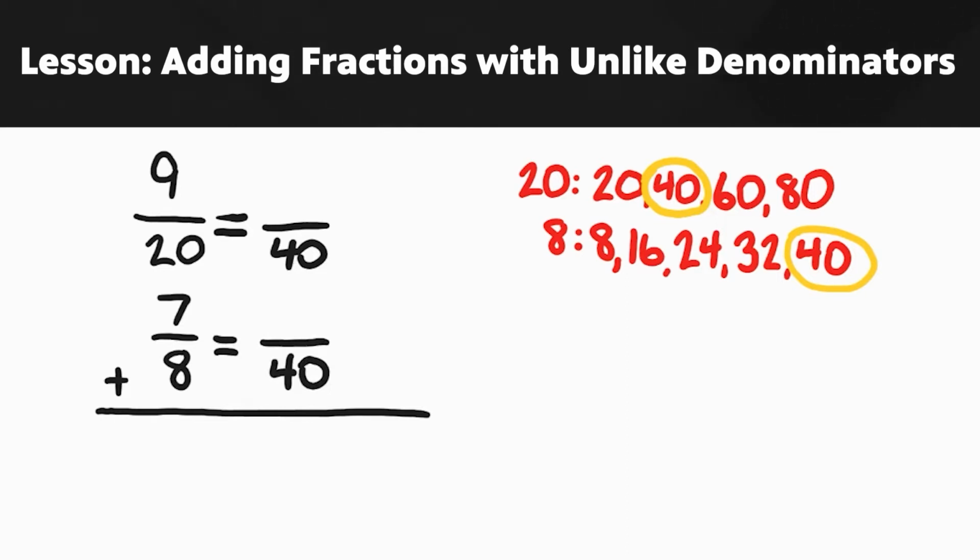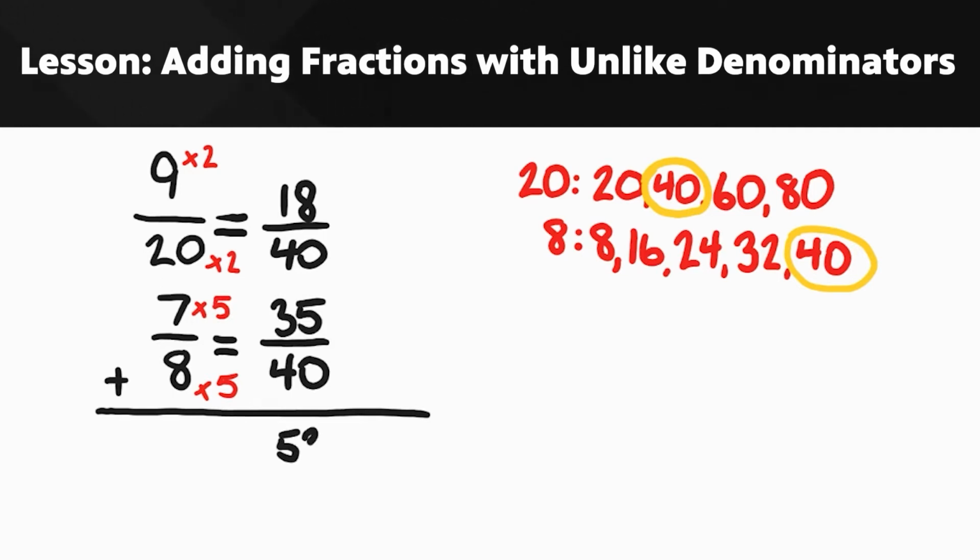To fill in the numerator, we'll see how to get from 20 to 40. 20 times what makes 40? Well, that'd be 20 times 2. So let's also do times 2 to the top. And now we've got 18 over 40. For our second number, we need to see how to get from 8 to 40. And we can do that by doing 8 times 5. So since we did times 5 on the bottom, we'll do the same to the numerator. 7 times 5 is 35. Now we have 18 over 40 plus 35 over 40, which gives us a sum of 53 over 40.